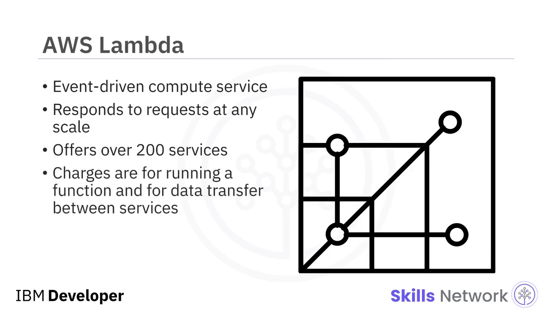You are only charged for running a function and data transfer between Lambda and other AWS services. And it can be used for a variety of use cases. For example, file processing, web applications, Internet of Things or IoT, and mobile backends.